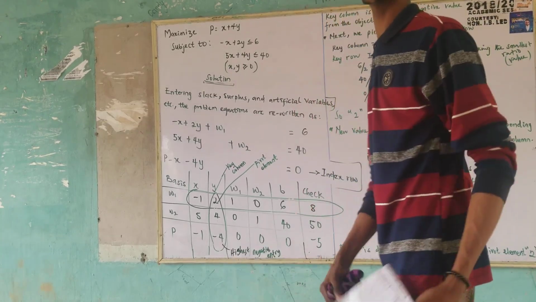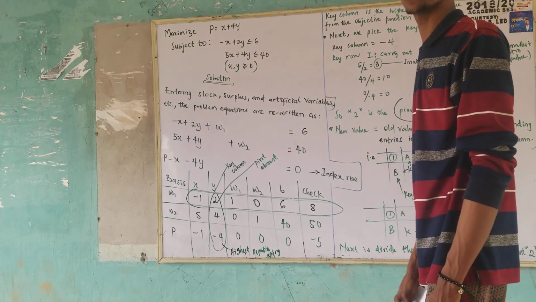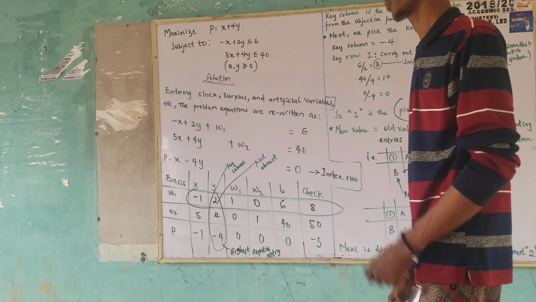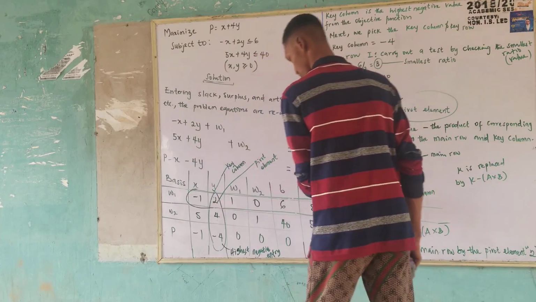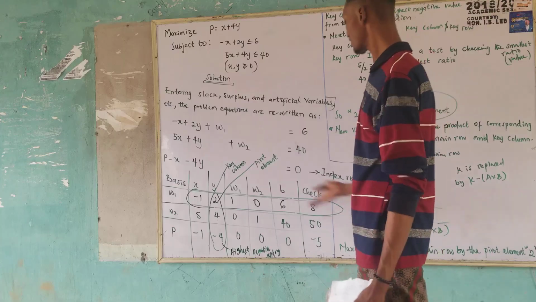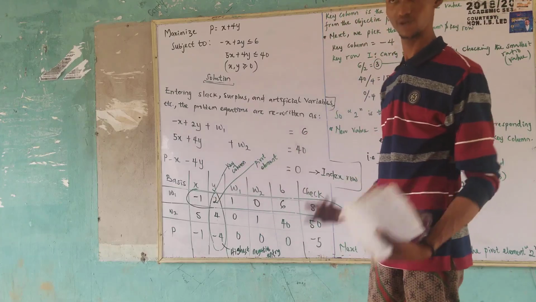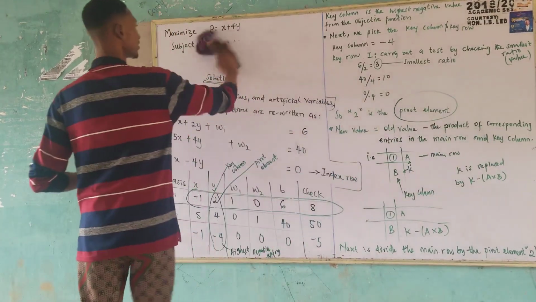The main row, where were you when I was explaining now? Which main row? Main row, like when you say W2 or W1, this is the main row. It's the one we obtained using the pivot element. That is the main row because it's the one where we obtained the pivot element. So everything is here now. That was the main row. That is the explanation for that.